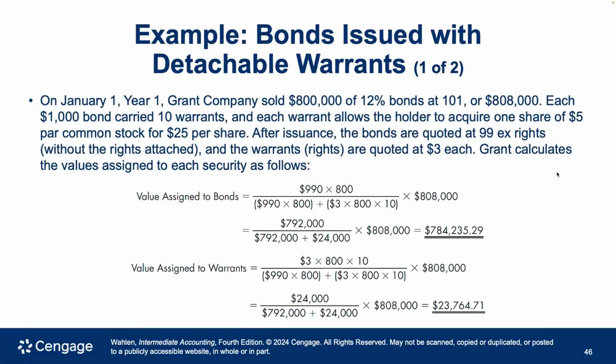So an example. January 1st, year one, Grant Company sold $800,000 of 12% bonds at 101 or $808,000. Each $1,000 bond carried 10 warrants, and each warrant allows the holder to acquire one share of $5 par common stock for $25 per share. After issuance, the bonds are quoted at 99 X rights, so that means without the rights attached, and the warrants are quoted at $3 each. So, would you figure out our issuance price?